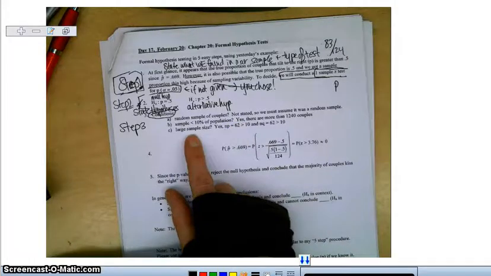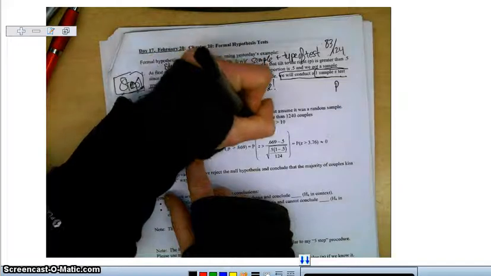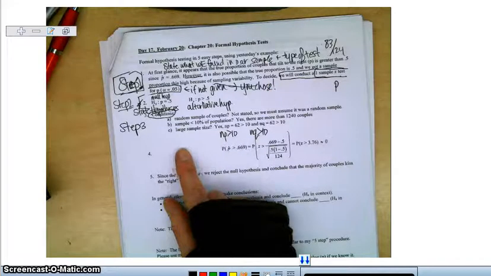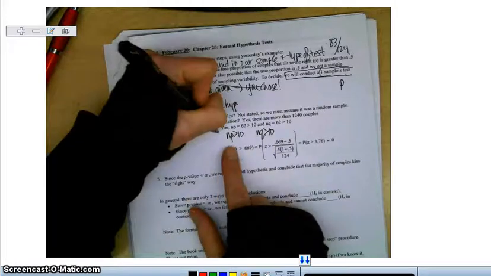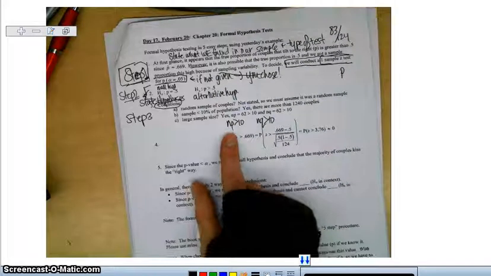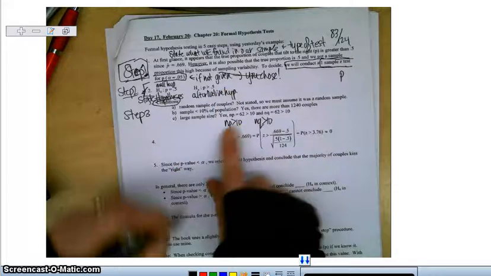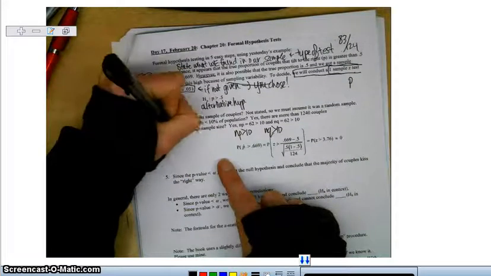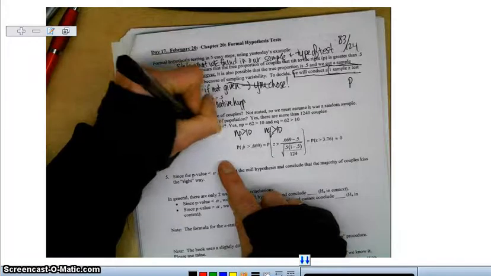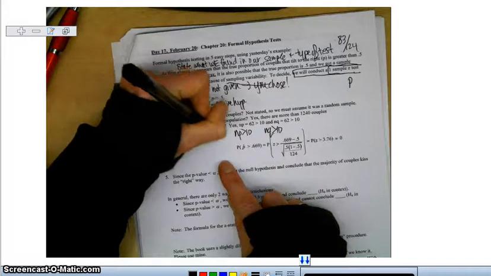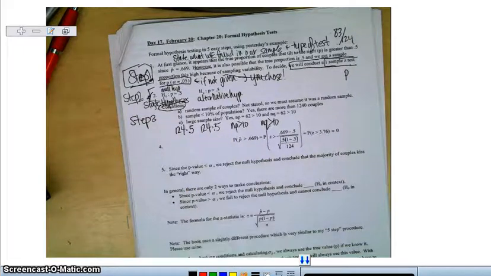And is it a large enough sample size? This is n times p is greater than 10 and n times q is greater than 10. And they're both greater than 10, 62 and 62. And you're always using the hypothesized value. I'm always using the hypothesized value for my n times p. So this would be 124 times 0.5 and 124 times 0.5, p and q. But it's always the hypothesized p.